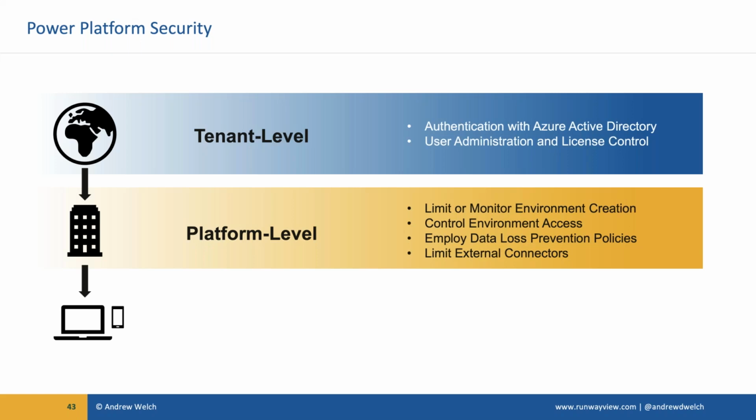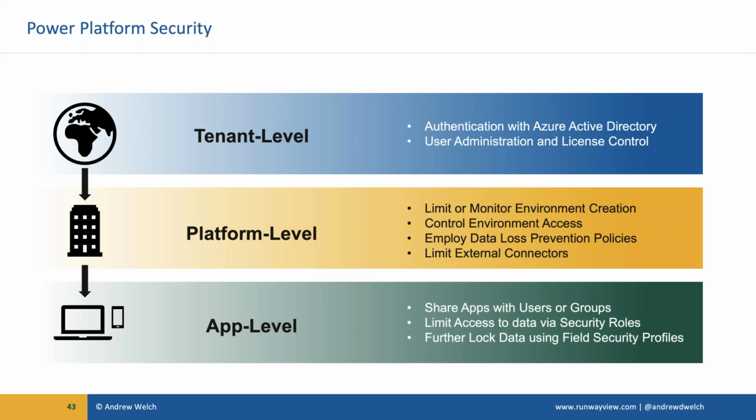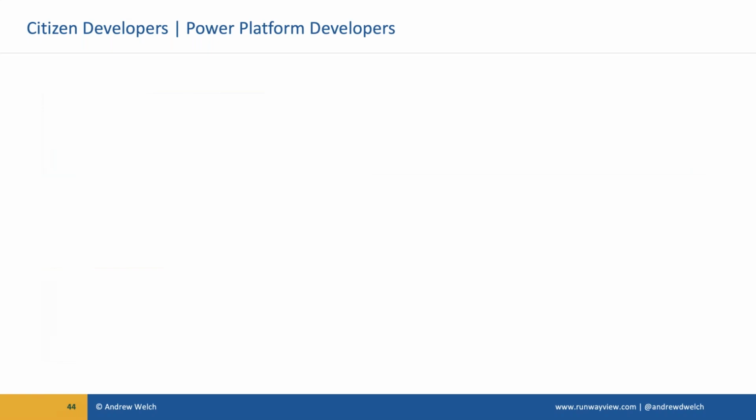And then finally, when we develop apps themselves, we can share the apps with users or groups. We can use security roles, at least if we're using CDS, to limit access. And we can actually get very granular, down to the field level, using what we call field security profiles. Again, that's a CDS capability, not something that's available across the platform, but that's how we can secure at the app level.